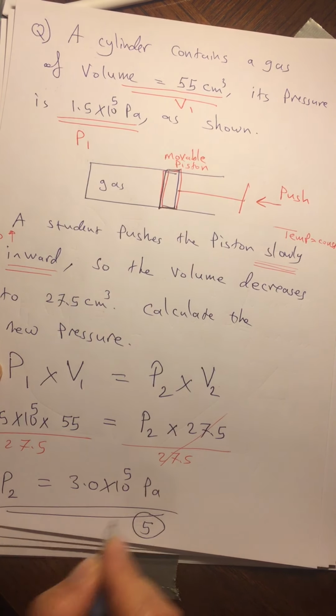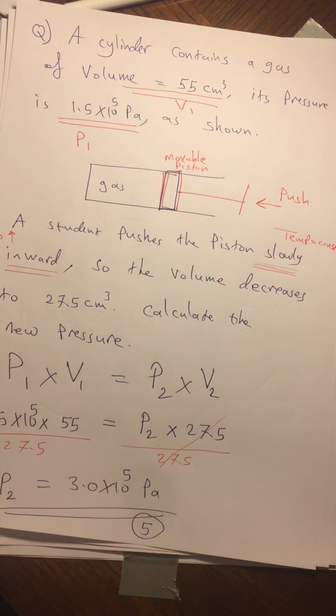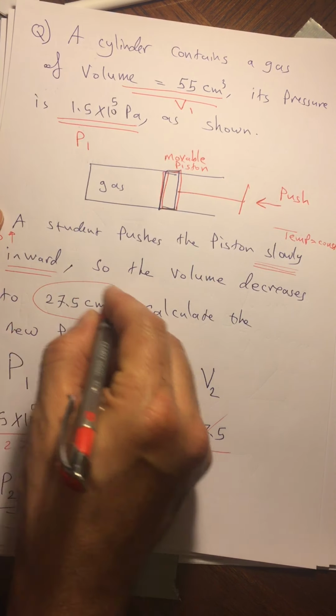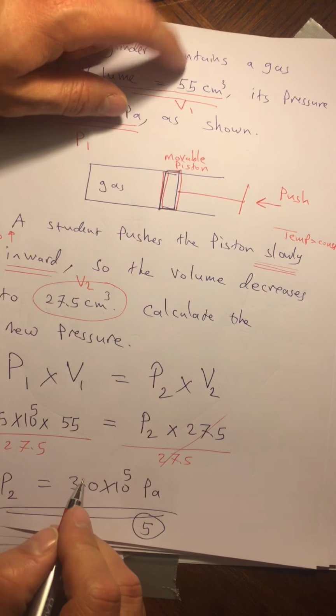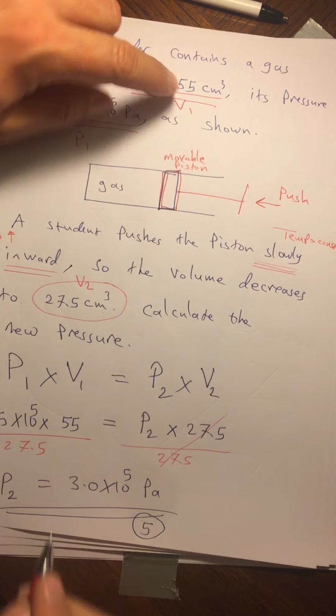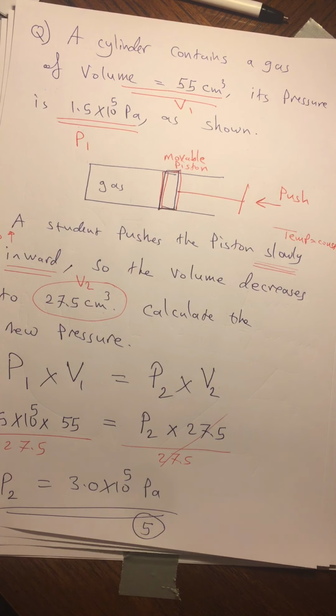Now, the pressure has increased because the volume decreased. Do you see? Volume 2 is smaller than volume 1. So pressure 2 will be bigger than pressure 1. So this means they are inversely proportional. It is simple. I wish that you do understand all of this.